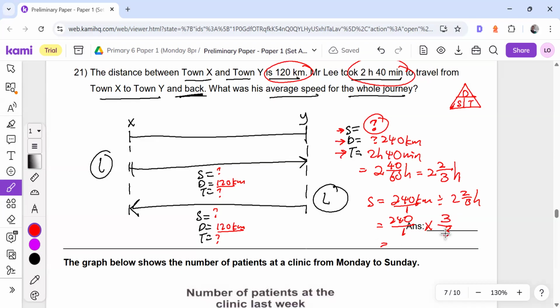Right? Okay, now cancel, divide by 8. 240 divided by 8 becomes 30. And 30 times 3, 90. And then 1 times 1, 1. So what's the average speed for the entire journey? 90 kilometers per hour. Okay, and that's how you get your answer. Did anyone get 90?